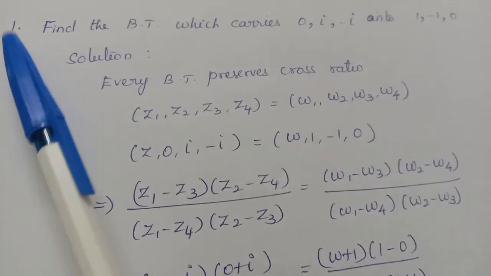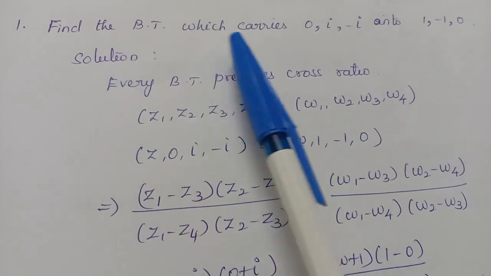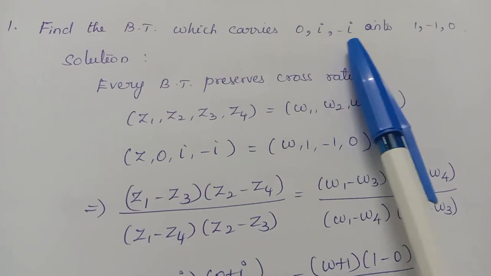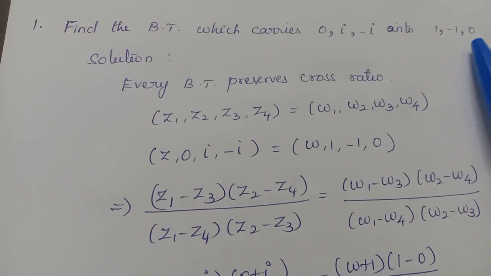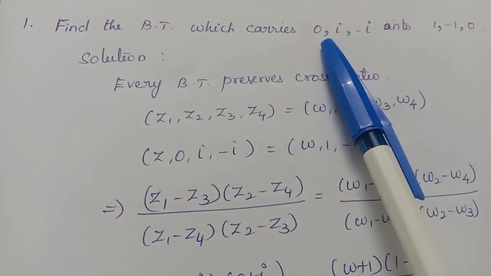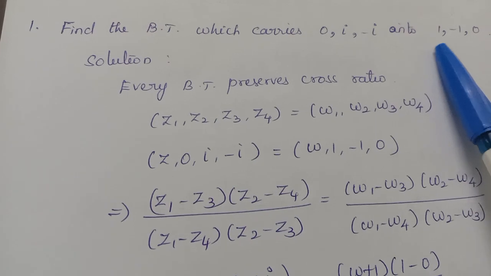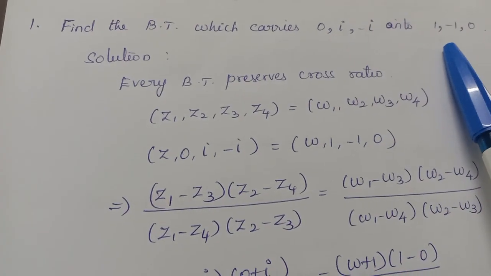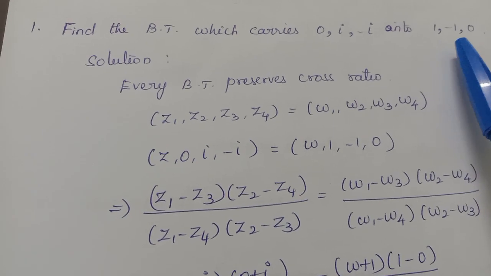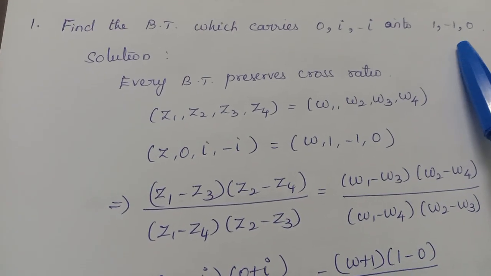This is the first problem. Find the bilinear transformation which carries 0, i, minus i onto 1, minus 1, 0. See, these are the points in the Z plane and their images are given here. So 3 points and their respective images are given. We want to find out the corresponding bilinear transformation.